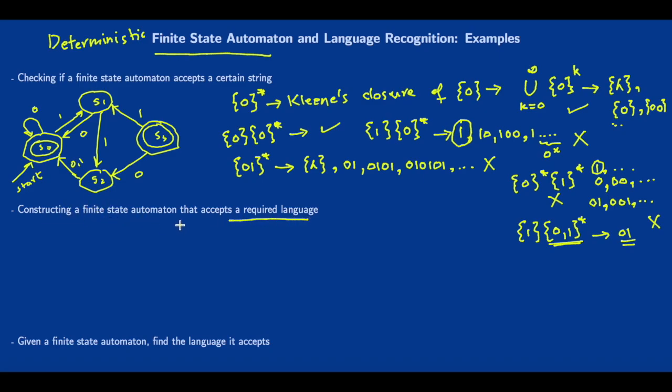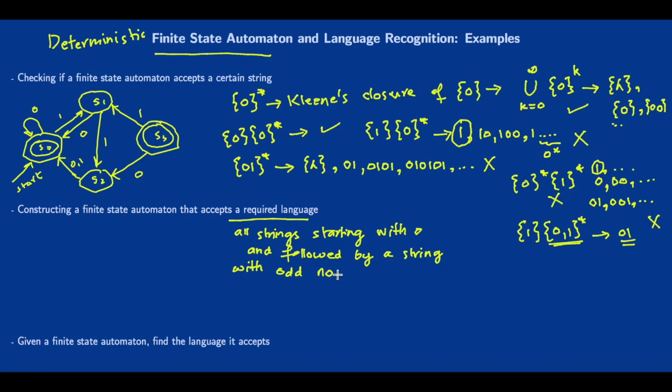Let's go to another kind of problem in which we are given a language and we want to construct a finite state automaton. A problem is like this: construct a finite state automaton that accepts all strings starting with 0 and followed by a string with an odd number of ones.